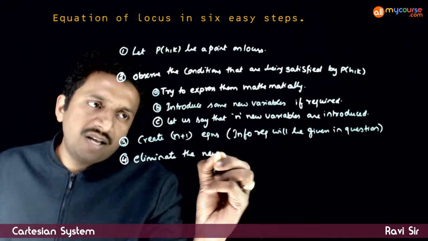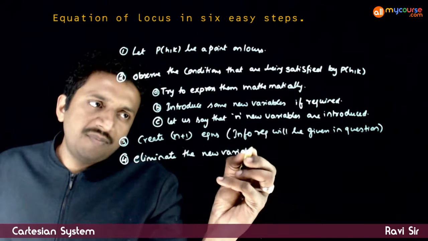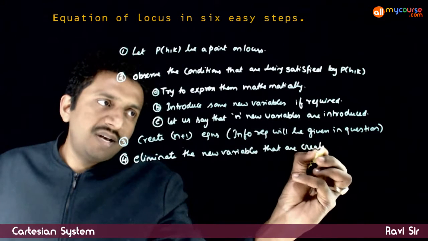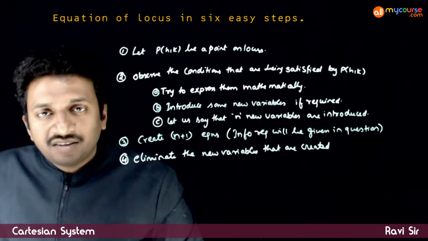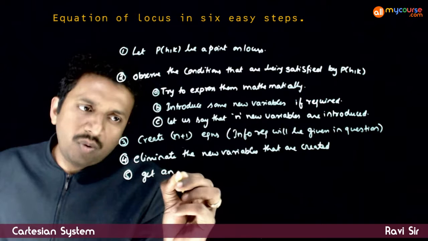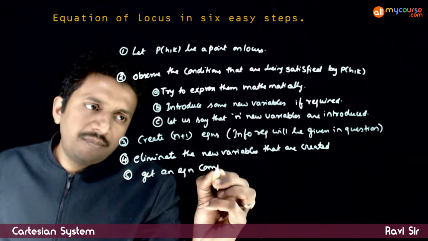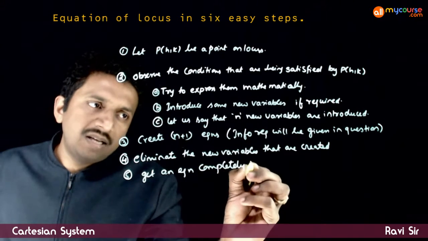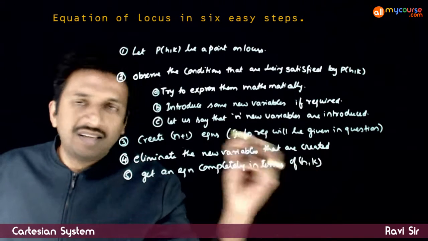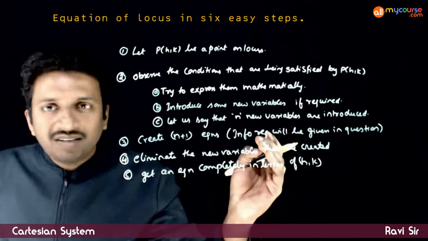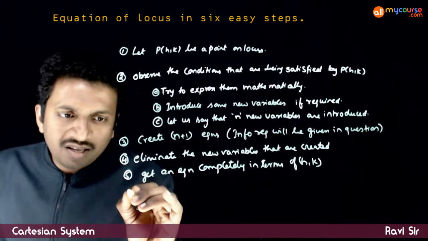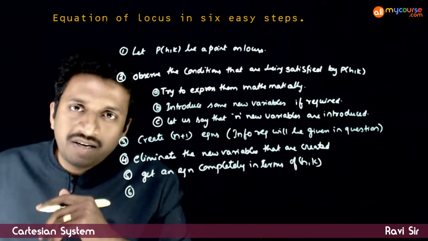Once you create n+1 equations, eliminate the new variables that are created. So once you eliminate the new variables that you have created, you get an equation completely in terms of h and k.